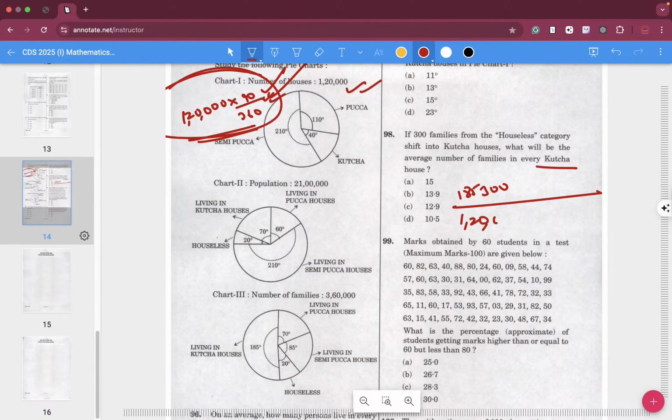1, 20, 123 into 40, and then this 360 degree will go above. Okay, so you have 1 2 3, 1 2 3 over here, right? This one gone 9 times, this one gone 10 times. So how much do we have over here?